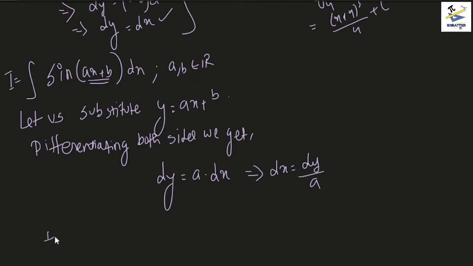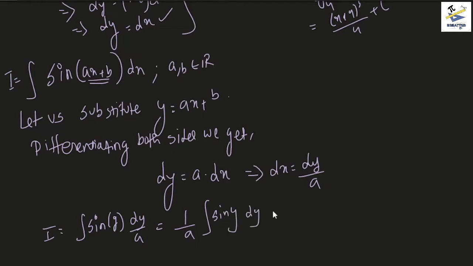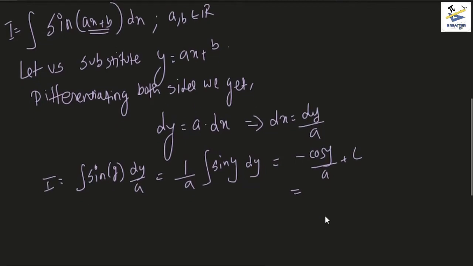Now this would turn our integration into something like this. It would be sine of y, because ax plus b is y, and dx would be dy by a, and this would give you 1 by a times sine y dy. Now we know the integration of sine y is just minus cos y, so the answer would be minus cos y by a plus c. And it's time to put back the variable which we substituted, which would give us minus cosine of (ax plus b) by a plus c, which is the answer for our integration.